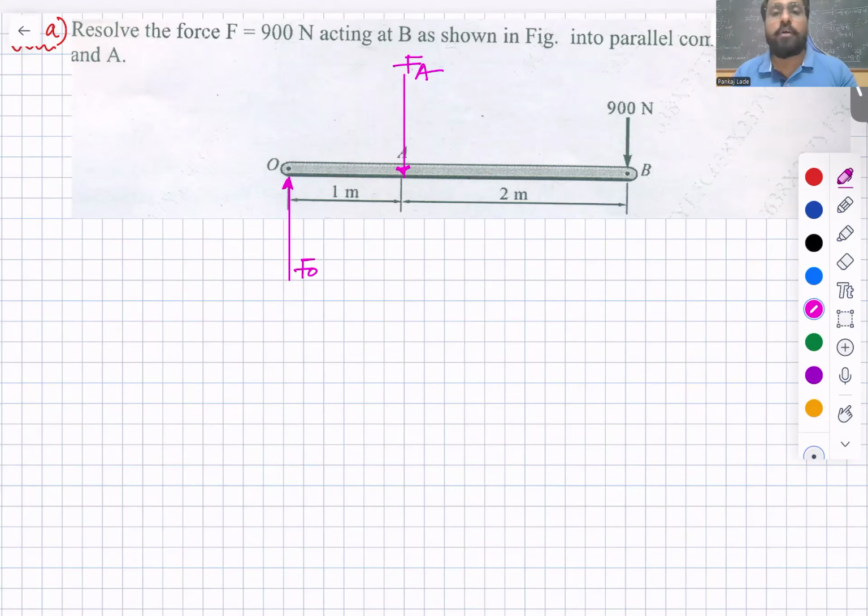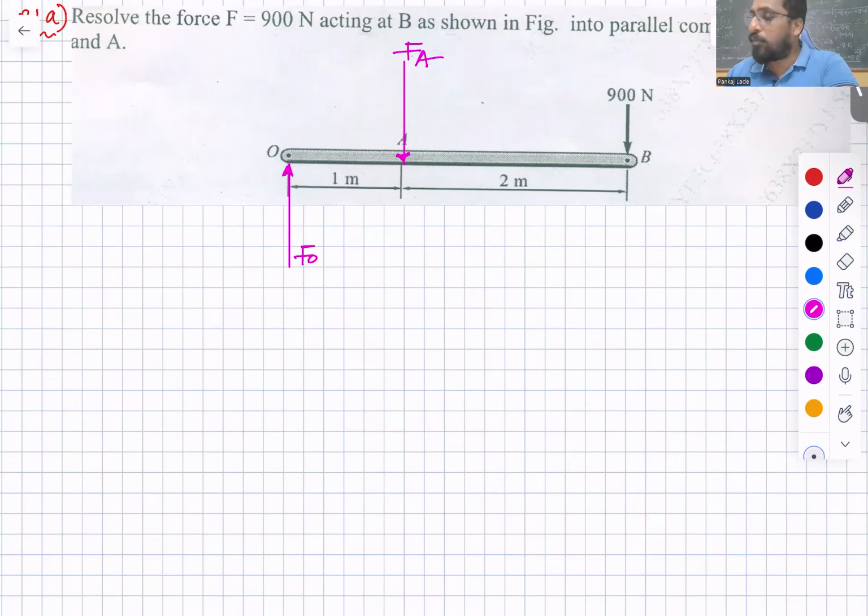But this is how the 900 Newton force will be resolved into two components. One is FA and the other one is FO. If I now apply the concept of the resultant force, I should be having over here FO, which is going in the upward direction, and FA, which is going in the downward direction. So FO minus FA should be equal to minus 900. Call this equation 1.